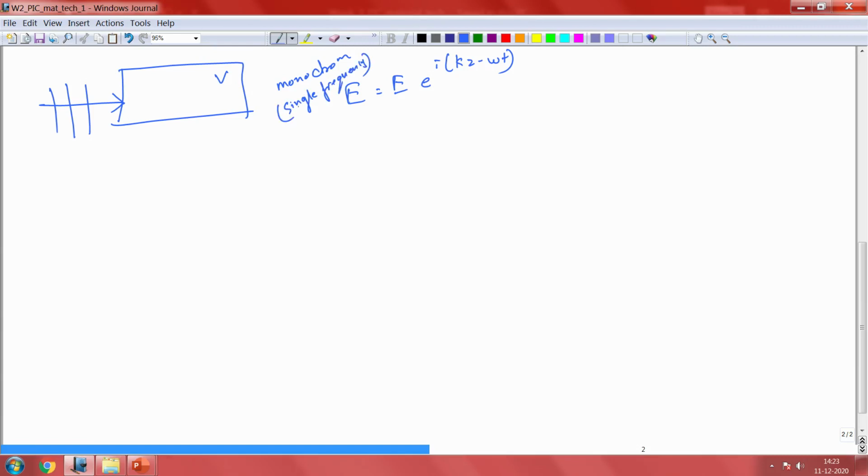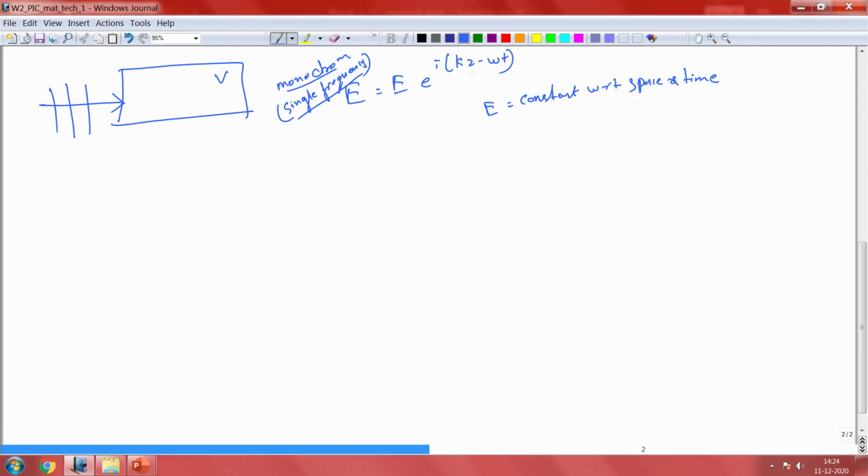So, we are comfortably restricting our light to have a single frequency, because we know that the property of a medium is frequency dependent. In this case, we want to understand what happens if a light wave with a single frequency passes through a medium, right. So, we have E, and then E is nothing but a constant, right, independent of space and time. Let us say E is a constant with respect to space and time.